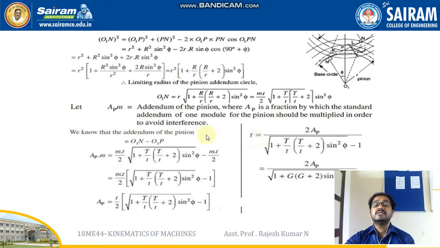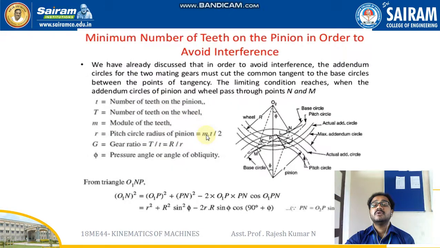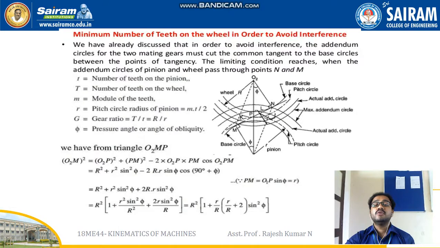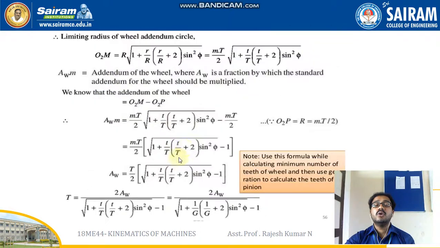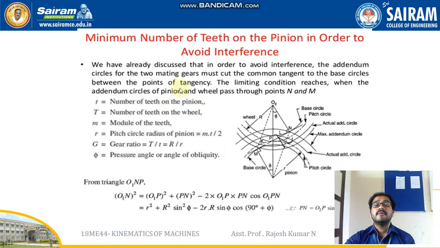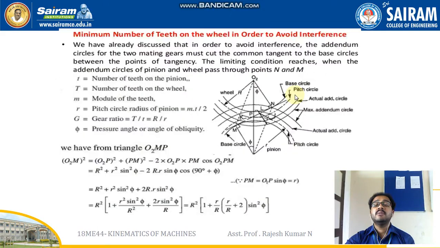So this completes this video. This is a very important topic from the exam point of view. So we need to draw the sketch and we need to start the derivation with these assumptions, and we need to do all these things. So in examination they ask it individually, that is the minimum number of teeth on the pinion and even the minimum number of teeth on the wheel. Individually they will ask, accordingly we need to write it.